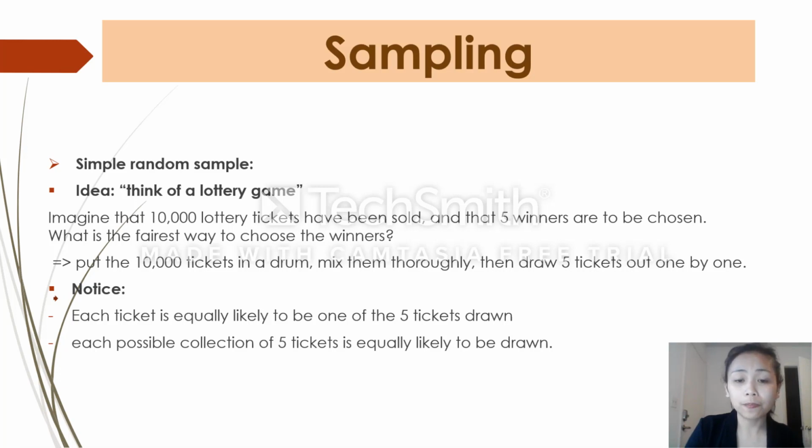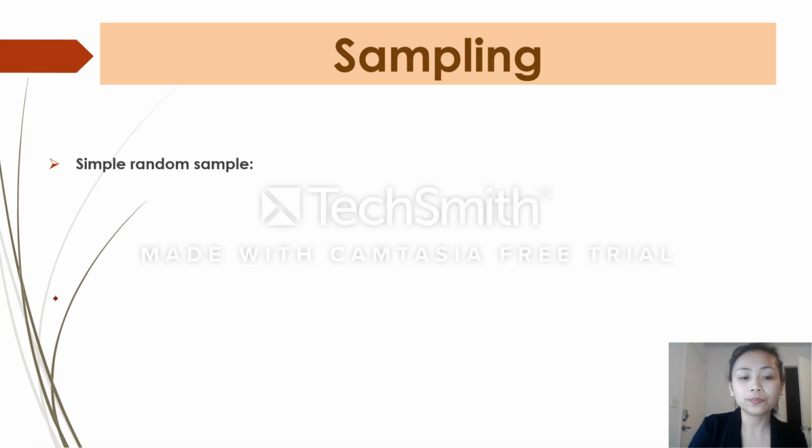For example, the probability of getting the 5 numbers 5, 6, 9, 18, 93 should be the same as the probability of getting the group of 5 numbers 120, 196, 252, 977, and 845. So the chance of getting any group of 5 numbers should be the same. So that is the property of a lottery game, and is also the property of a simple random sample.